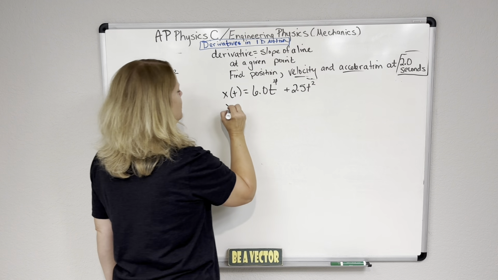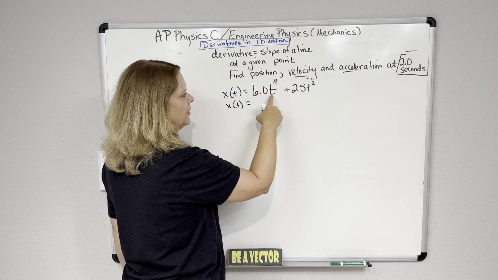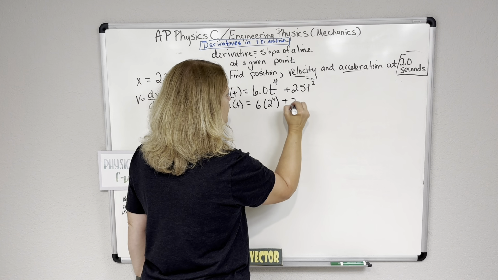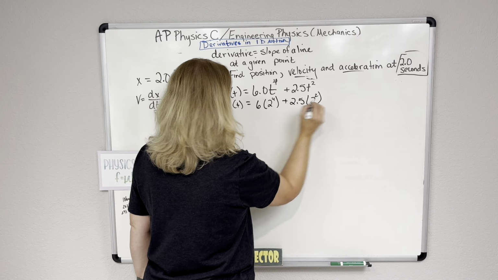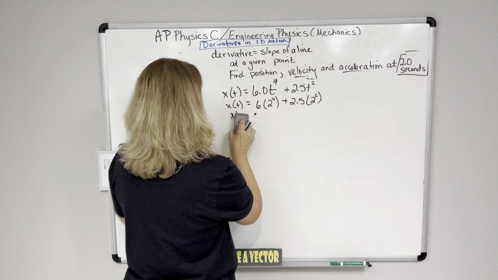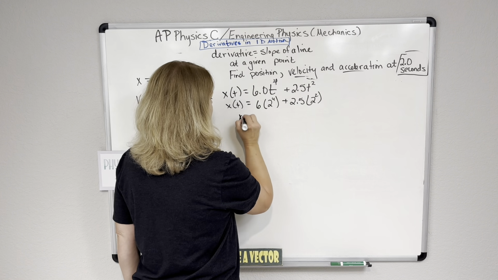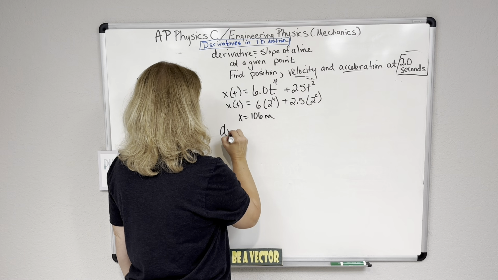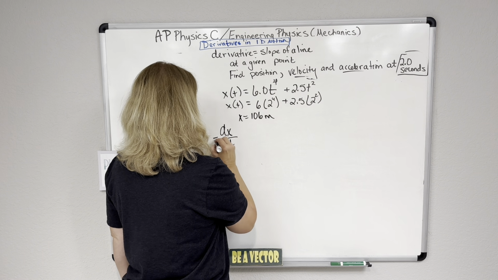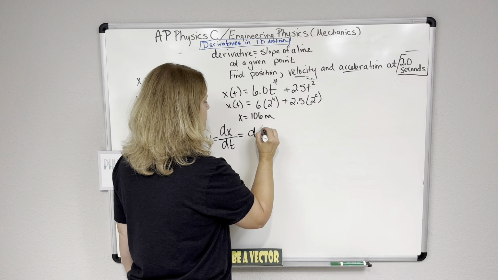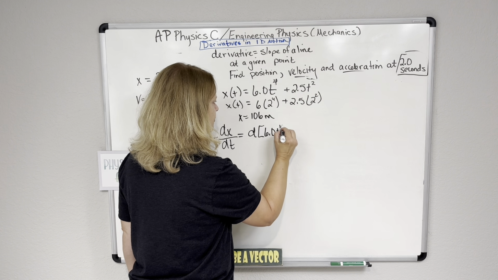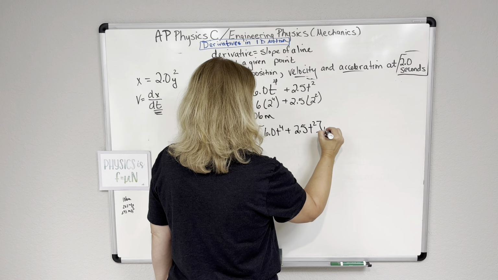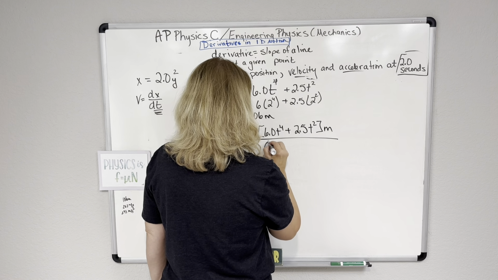First thing, if I want position, all you have to do is put time in to get your position. That's going to be 6 times 2 to the 4th plus 2.5 times 2 squared. If you were to do that math, your position is 106 meters. Now I'm going to do the velocity. I'm going to take the derivative of position with respect to time, and that's going to be my velocity. So that derivative would be of 6.0 t to the 4th plus 2.5 t squared, in meters, of course, with respect to time.